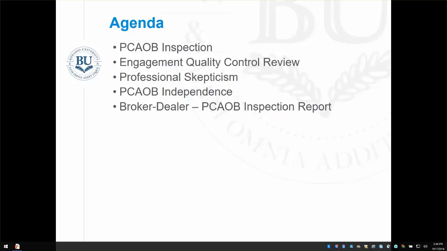We'll also look at PCAOB independence rules, because those are always important to us as a firm and as a profession, and there continues to be a lot of activity from the PCAOB surrounding findings they have as they go through their inspection process. And then at the end of the presentation, we will talk through some of the PCAOB inspection reports specific to broker-dealers, and what is new within the broker-dealer world as to findings they're having as part of their inspection process.